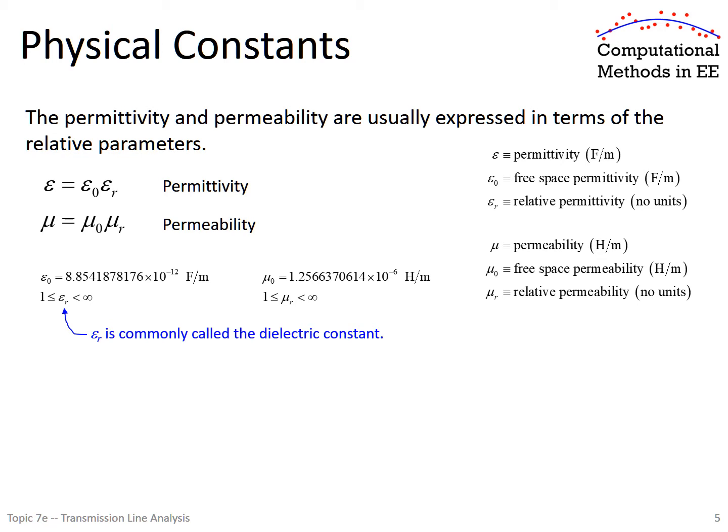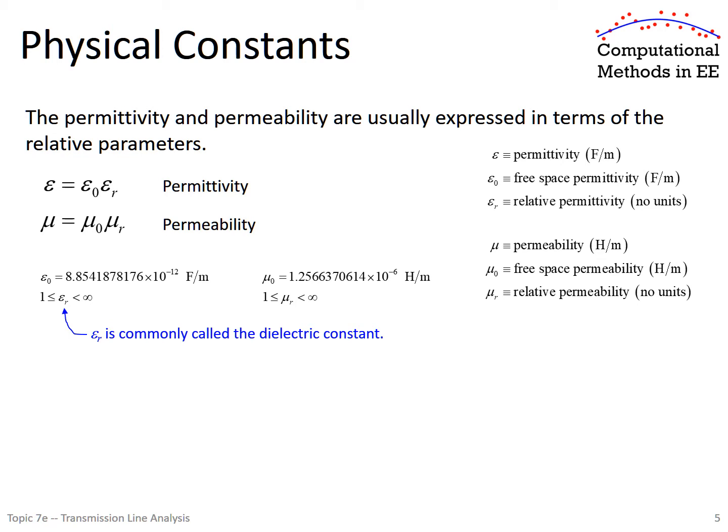We also have the magnetic response of the material. That's called permeability. So we'll have mu, and that can also be written as a free space permeability and a relative permeability. The relative permeability being equal to or greater than 1, and also another unitless number.